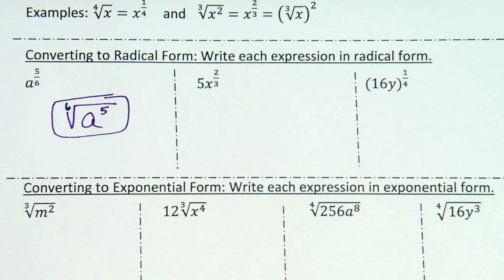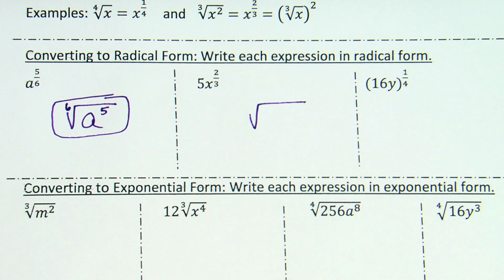5x to the 2/3. So my question is going to be, what is the main thing that goes under the radical? Just x? No. I'd go back to the other answer. Why would it be x to the second? We'll talk about the 2/3 here in a moment. But why is it only the x that goes under there? Why doesn't the 5 go under there?